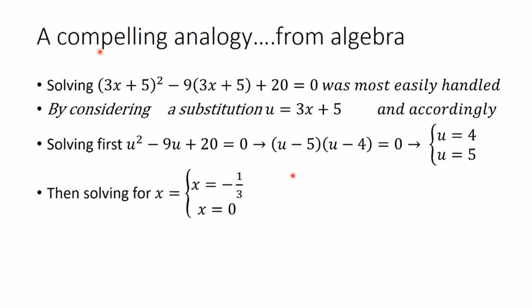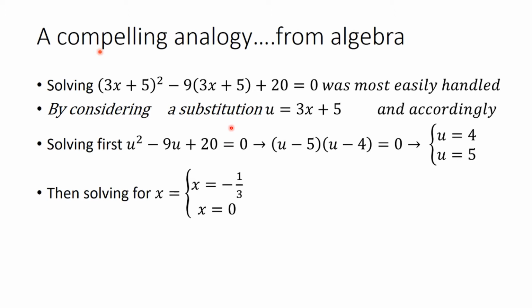By way of introduction, there's a strong analogy that you had from your algebra studies. Once upon a time, you were asked to solve an equation that looks like this: (3x + 5)² − 9(3x + 5) + 20 = 0. Now, you could have expanded this, collected like terms, and then solved it using the quadratic formula or factoring or something like that. But this was much more easily handled by doing a substitution.